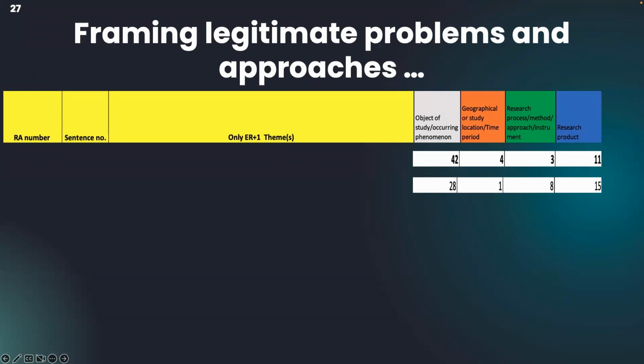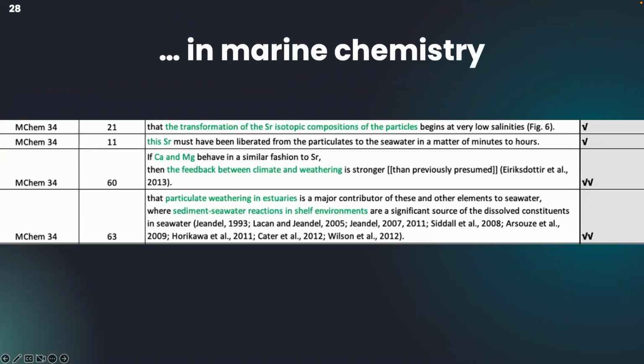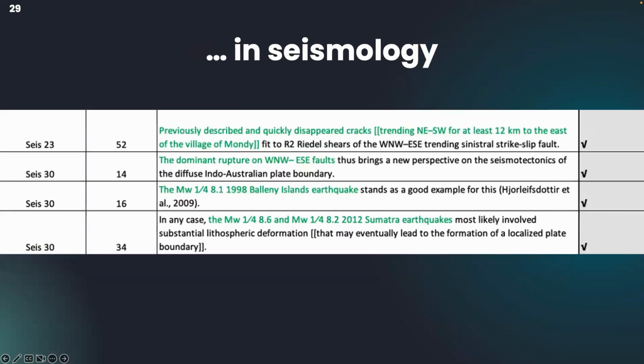What I found was that despite this small subsample, the themes, at least in the category of objects of study, pretty well represented the foci of the two subfields. So here are some examples. In marine chemistry, the concern was with chemical elements and their circulation, concentration, interactions in the ocean, as well as how the elements are influenced by biological and physical processes. And in seismology, concern with earthquakes and physics of earthquakes, seismic waves, and natural hazards.